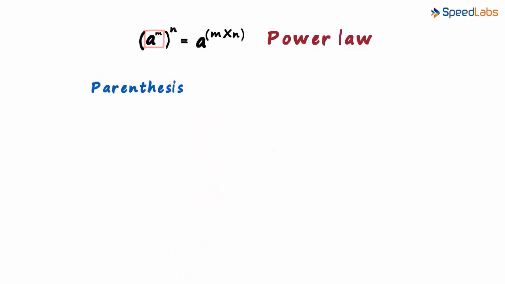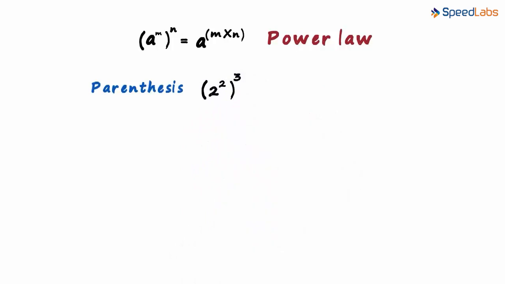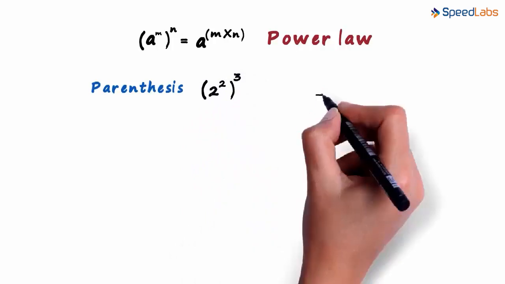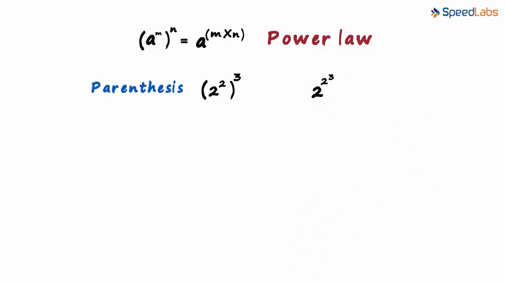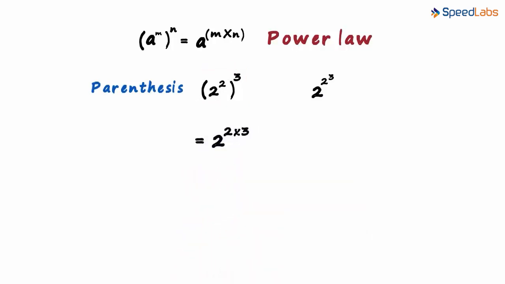Let's look at 2 simple examples to know the importance of parenthesis. The first example says 2 raised to 2, the whole raised to 3. And the second example is 2 raised to 2 raised to 3. In the first example, we can use the power law and write it as 2 raised to 2 multiplied by 3, which equals 2 raised to 6.